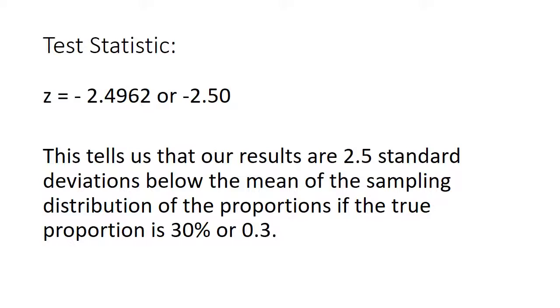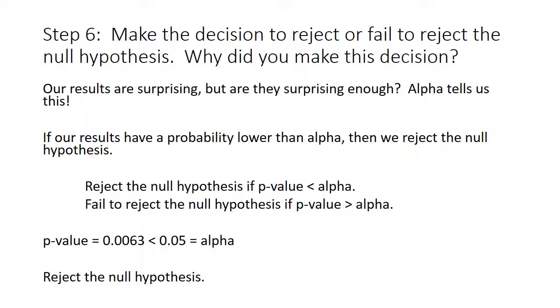So again, our test statistic rounded to 2 decimal places like your homework likes. Remember that negative 2.496, 6 comes after the 49, so we would round that up, but 9 rounds up to 10, 49 rounds up to 50, negative 2.50 standard deviations below the mean of the sampling distribution of the proportions if the true proportion is 30%. So that's pretty far away, quite a bit below.